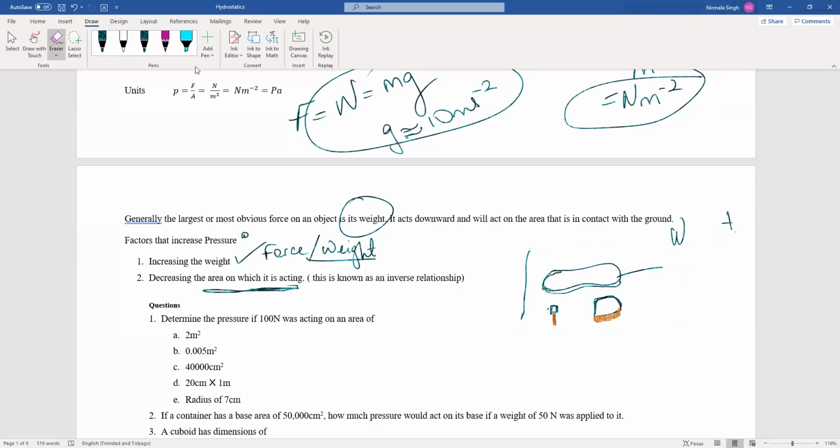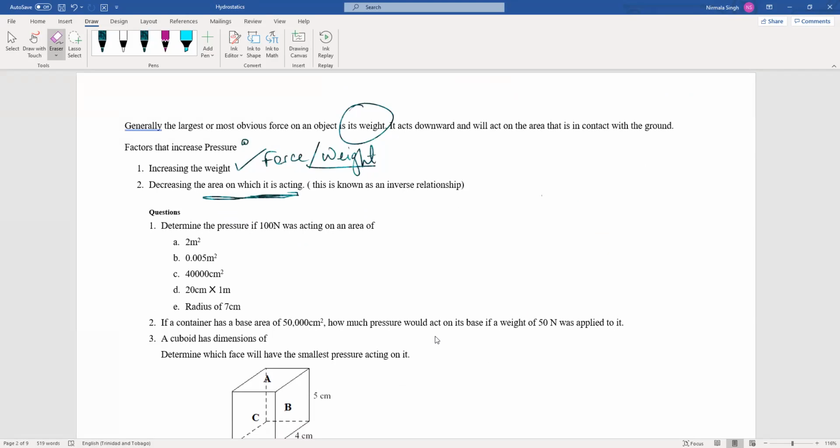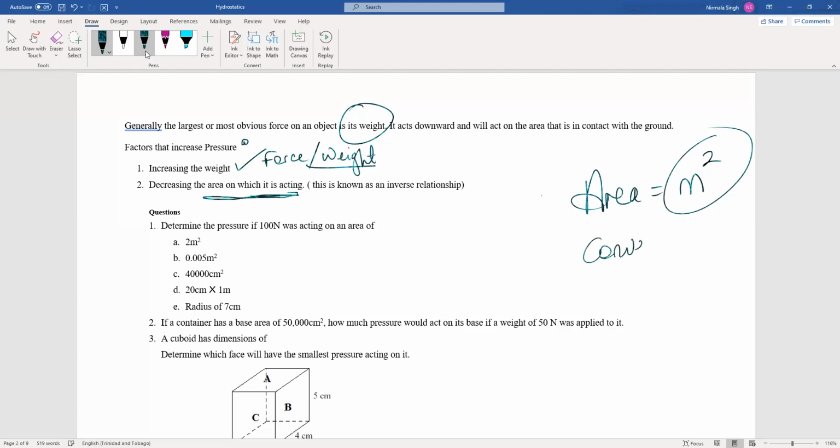So look, we have some questions to try here. Get your calculators out. All right. Please note that your area must always be in meters squared. If you do not have it in meters squared, you must convert it. Let me just go through a quick conversion note for you all.